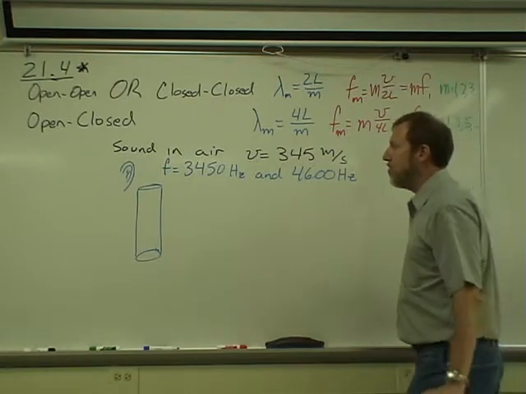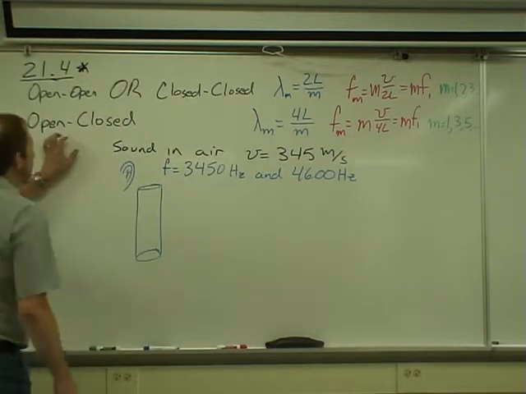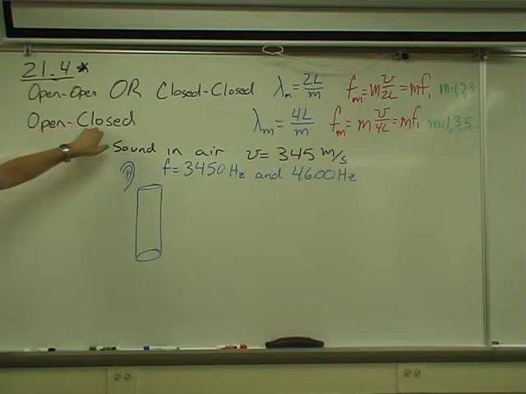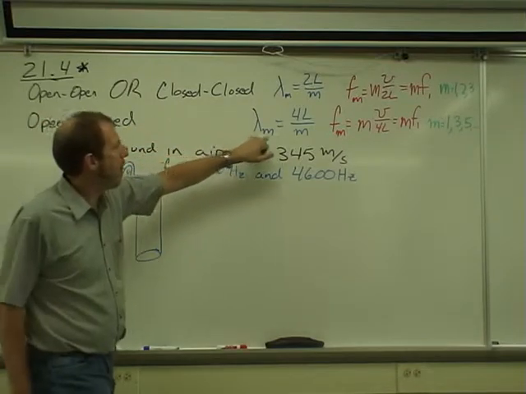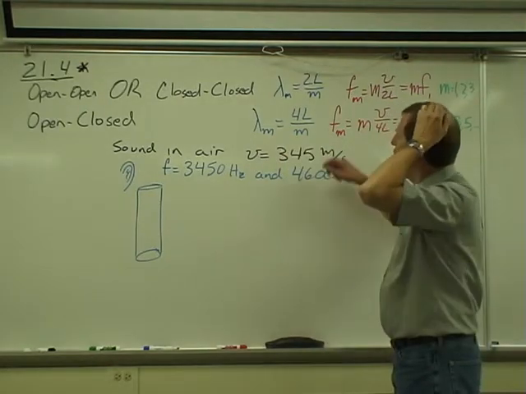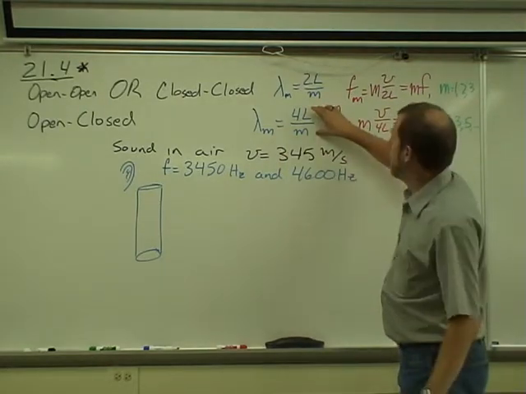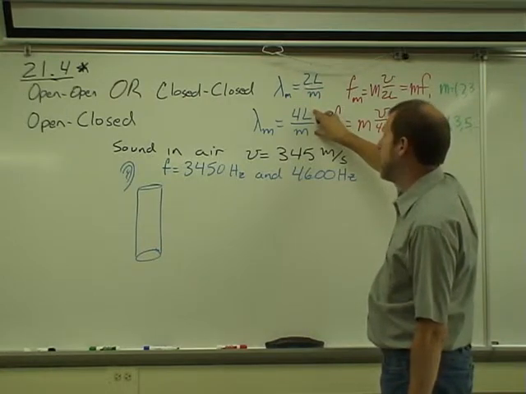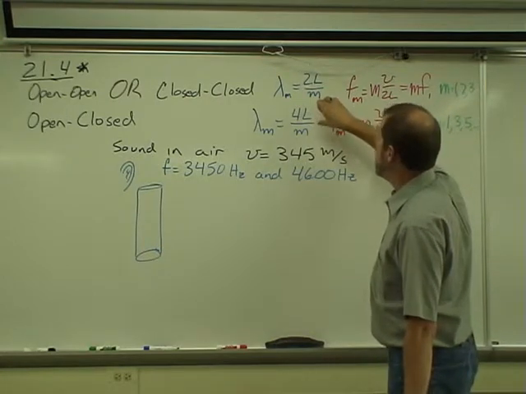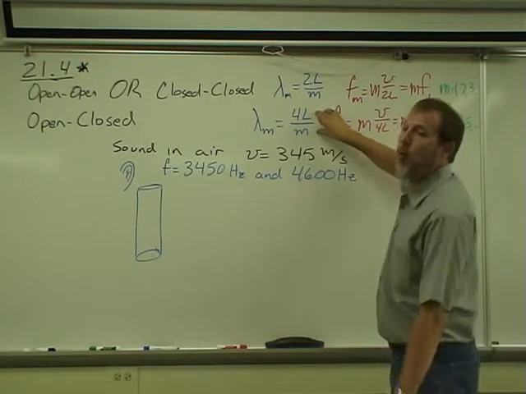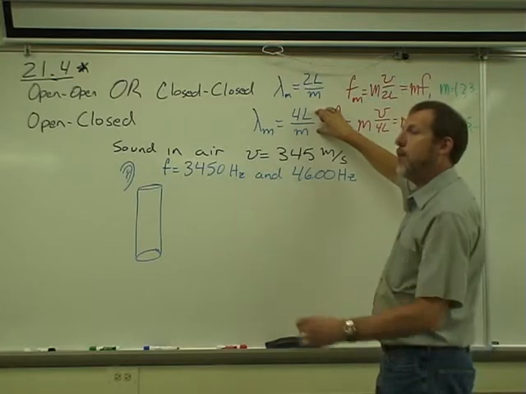If I've got a case where whatever's holding the standing wave is open at one end and closed at the other, then it's different. We looked at this in the last section, learning objective 21.3. The length of that tube, the smallest tube, will be 1/4 of the wavelength, not 1/2.